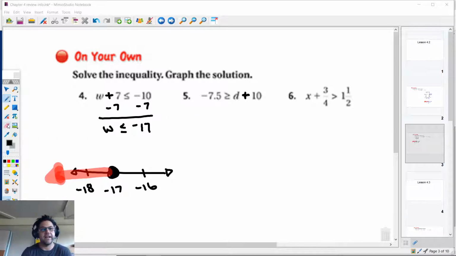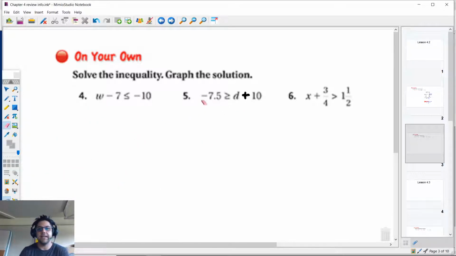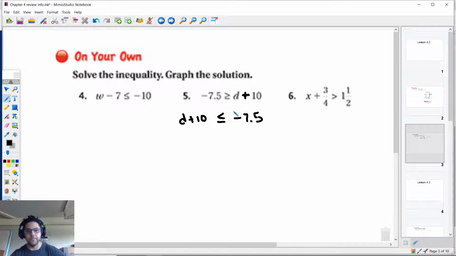Ooh, I don't like 5 because, again, I want to go ahead and have d plus 10 on the left side. And then negative 7.5 on the right side. And if you notice, it is wanting to get the negative 7.5. Has the equal part, another closed dot. Beautiful. All right, let's subtract 10. Hey, this is almost the same problem as the previous one.